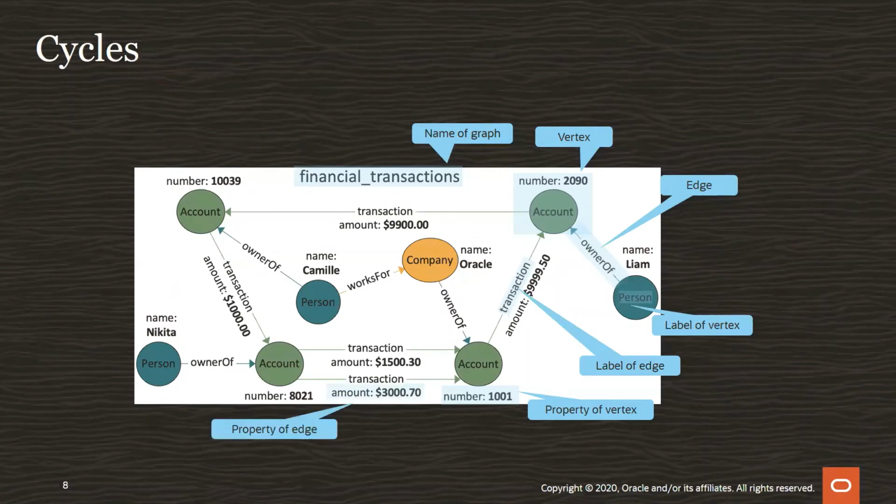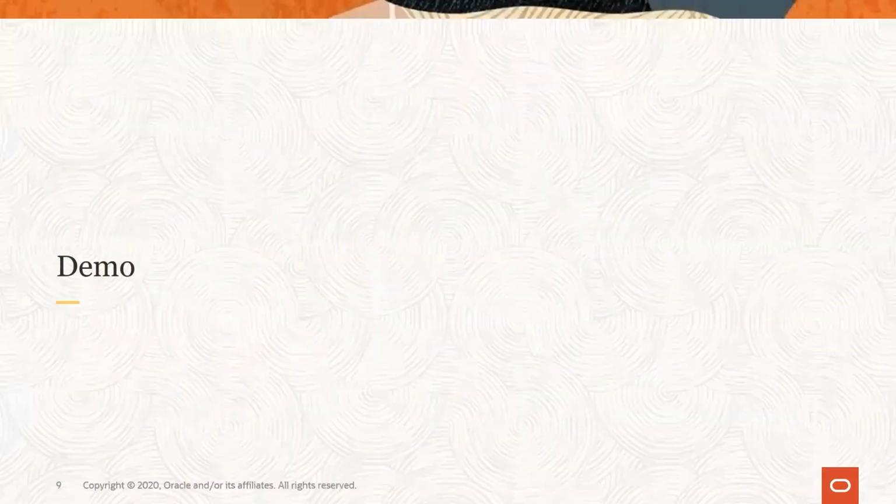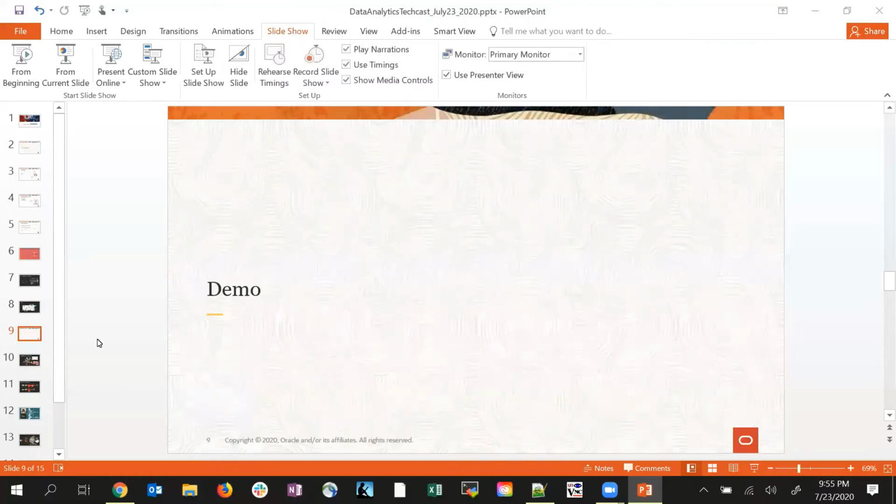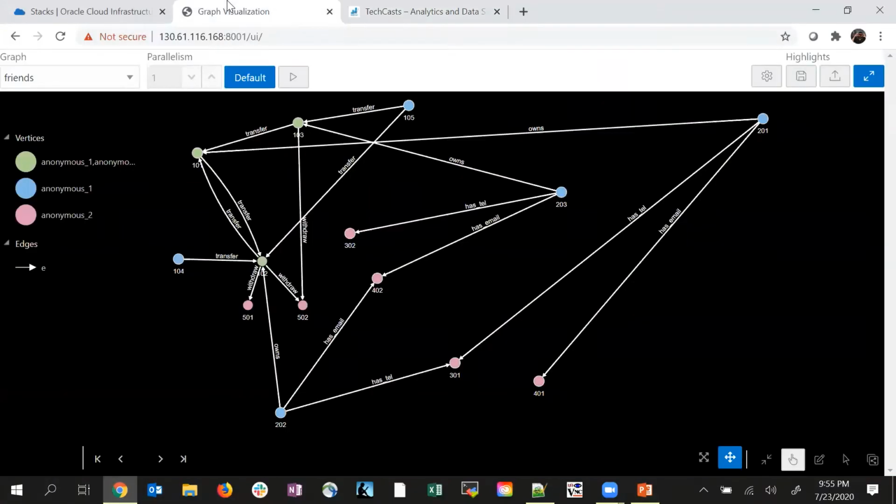And then we have the property of the edge as well. So if I'm transferring money to a different account, the transaction that got transferred from one account to another becomes the property of that particular edge. Let's try to see how this plays through a demo. So I'll go to the Oracle visualization.